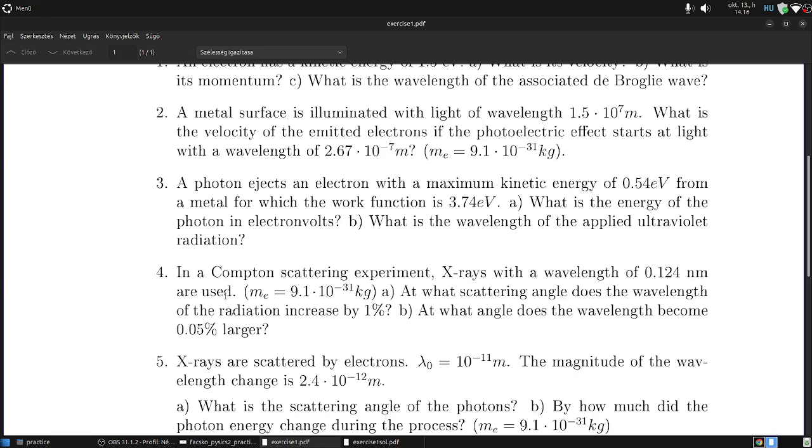Okay. 3. A photon ejects an electron with a maximum kinetic energy of 0.54 electrovolt from a metal for which the work function is 3.74 electrovolt. What is the energy of the photons in electrovolts? Great. What is the wavelength of the applied ultraviolet radiation?